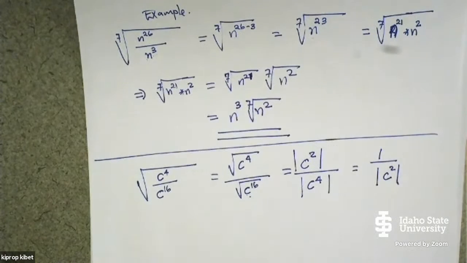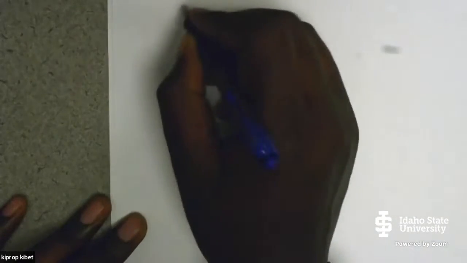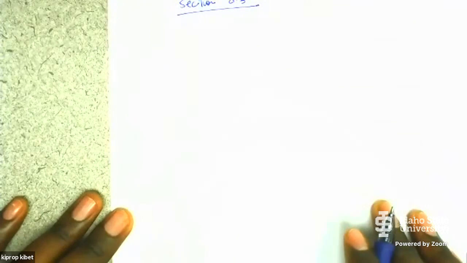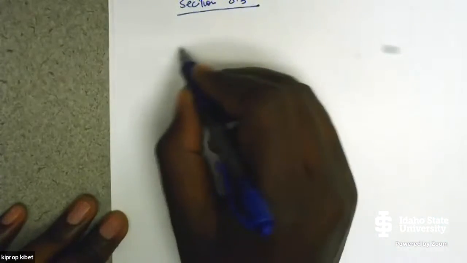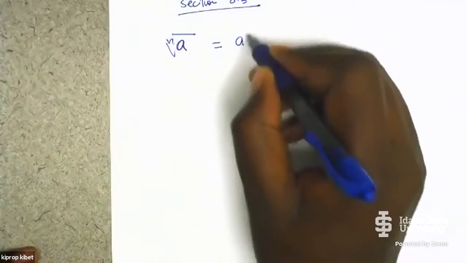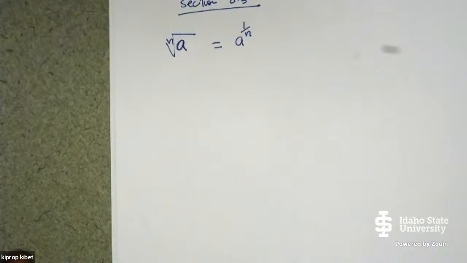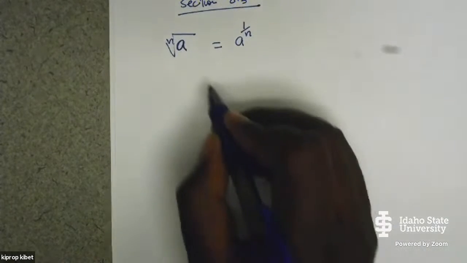Okay, now let's come to section 8.3. The nth root of A is similar to A raised to 1 over n. Now, example.